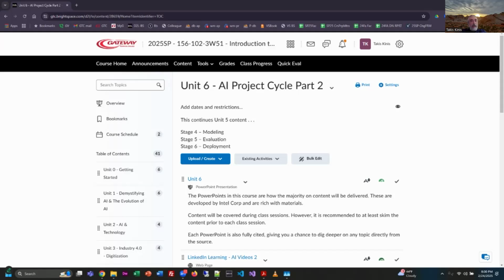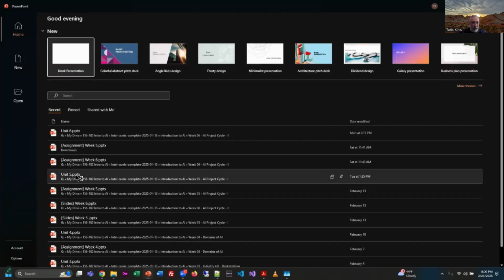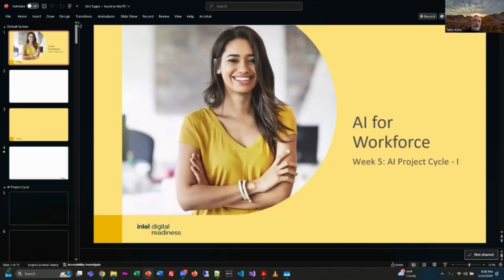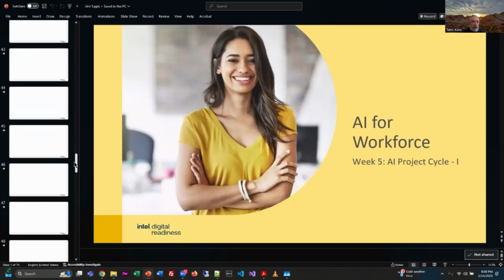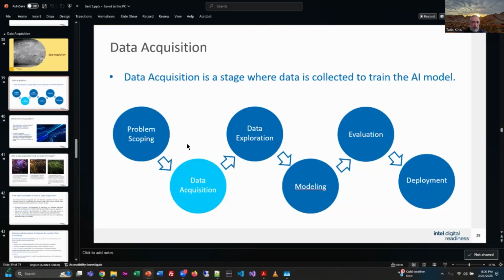Now, when you're doing the AI project cycle, I'm going to be a little weird about this, and actually bring up the previous PowerPoint just for a moment, because I want to show you the graphic of the steps. Okay, there we go. That was kind of weird. I want to find that graphic, and okay, this shows all the steps.